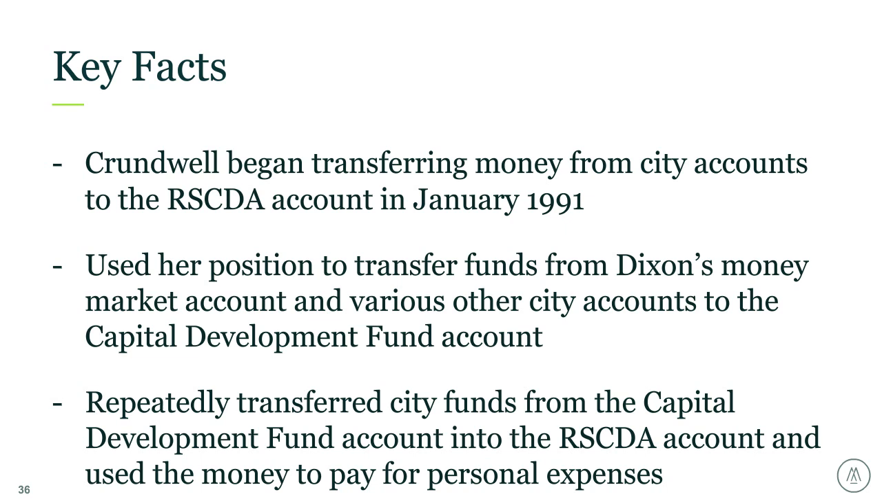She routinely transferred funds from the accounts into the authentic capital development account. Then she would go ahead and create fictitious capital projects and fabricated invoices for these projects. Transfers from the legitimate capital development account to the fraudulent account were documented as payments of these fictitious invoices. In 1991, Crundwell transferred more than $181,000 to the RSCDA account. As the fraud scheme continued, the amount she stole increased to a high of $5.8 million in 2008, and then she took an average of more than $2.5 million a year over the 20-year course of the fraud scheme.